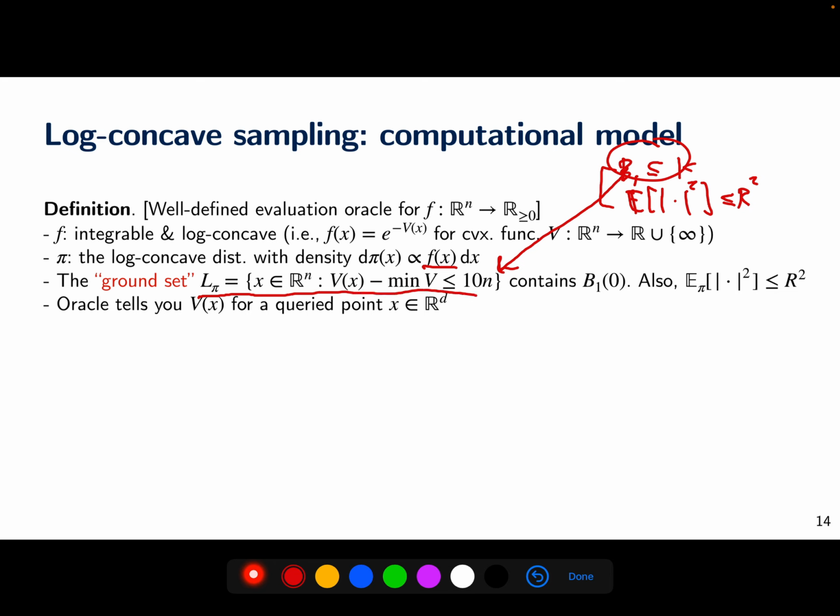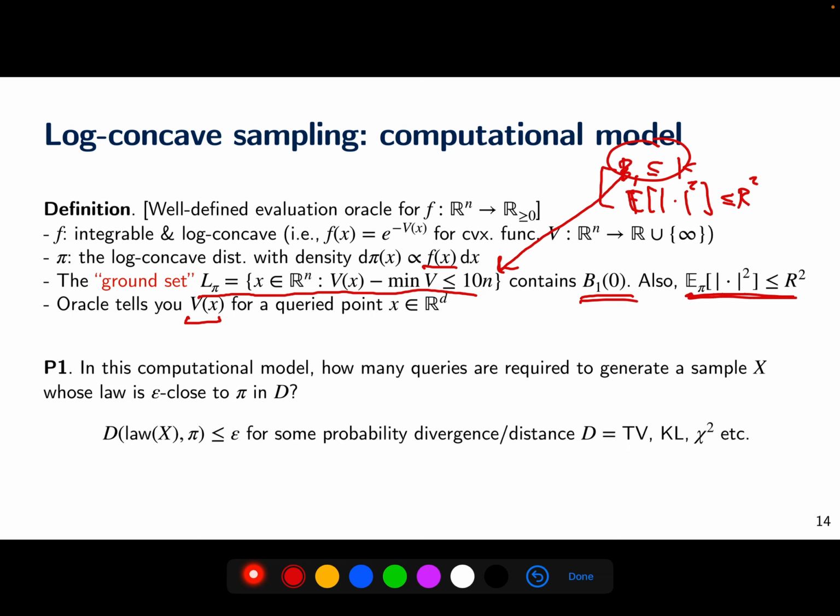You just collect all the points x such that v of x is within 10n from the minimum of v, and then we assume the ground set contains this unit ball, and also assume the second moment condition. And then this evaluation oracle can tell you that if you query a point x to this evaluation oracle, this oracle tells you the value of v(x).